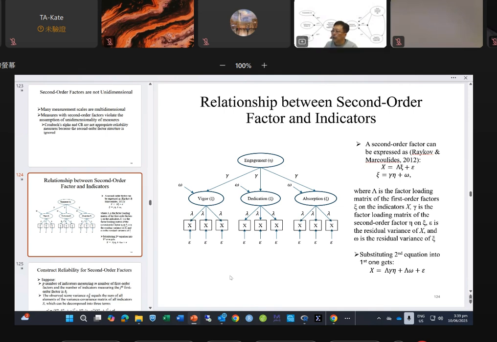That is wrong. What that means is, if you read a journal article and they have a second order construct, engagement for example, and they report the Cronbach's alpha, then you can say that it is wrong. You should use a different measure of reliability, which I'm going to tell you what it is.